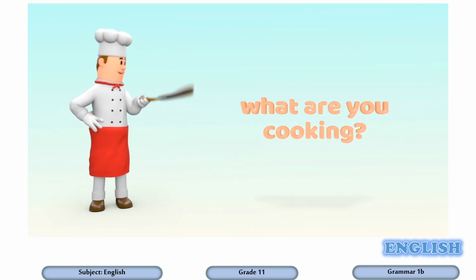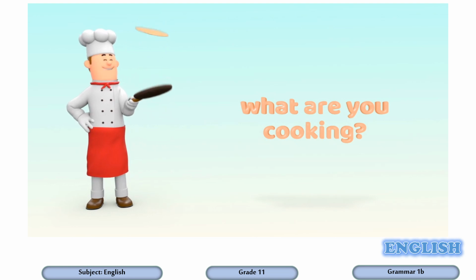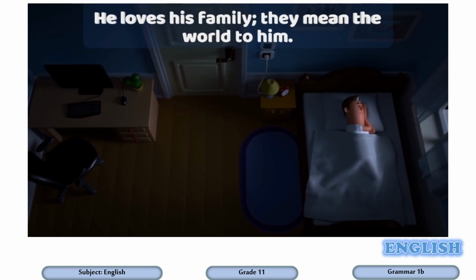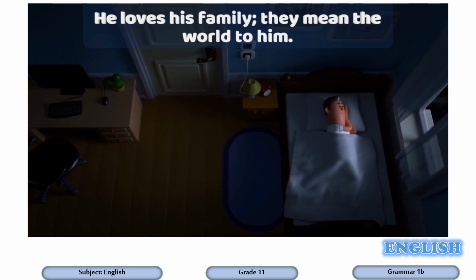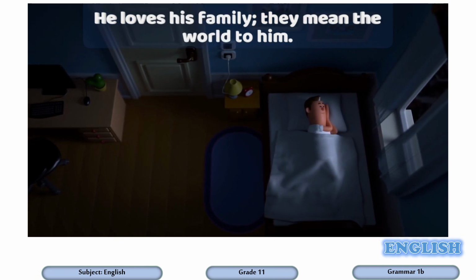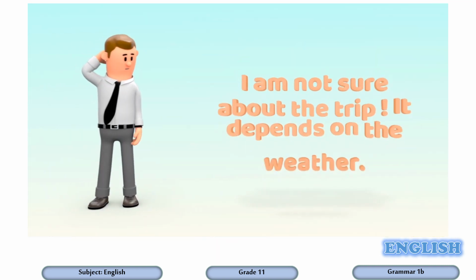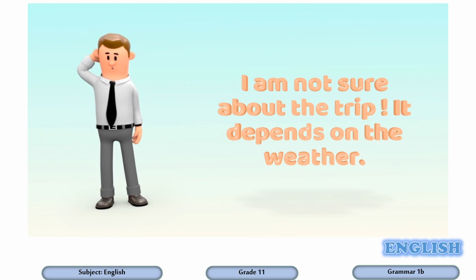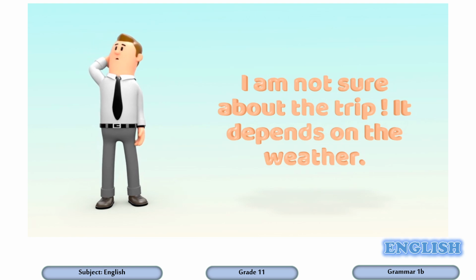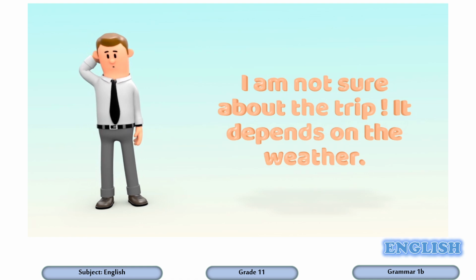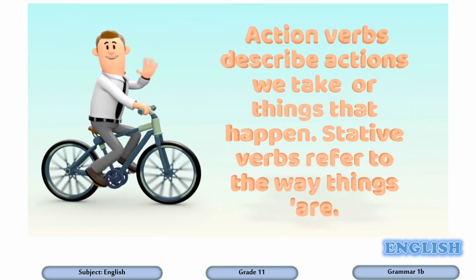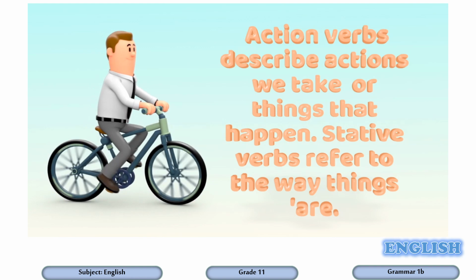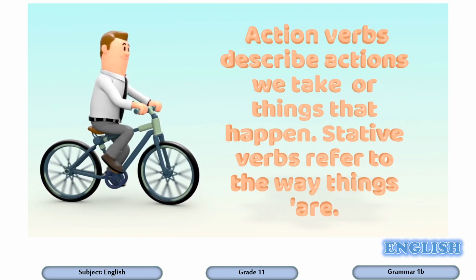What are you cooking? We are asking here about the action he is doing. So the verb to cook here is an action verb. He loves his family. They mean the world to him. The verbs love and mean are just states here. They are not actions. I'm not sure about tomorrow's trip. It depends on the weather. The verb depend here expresses uncertainty, that you are not sure. So it's not an action, it's just a state. Remember, action verbs describe actions that we take or things that happen. State verbs refer to the way things are, how they seem, appear, smell or taste.